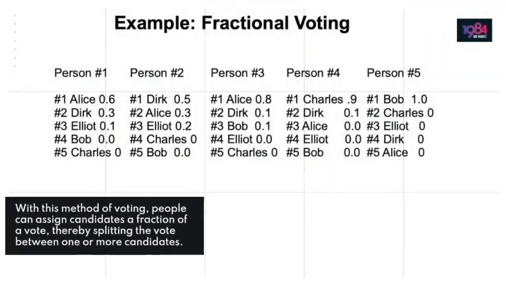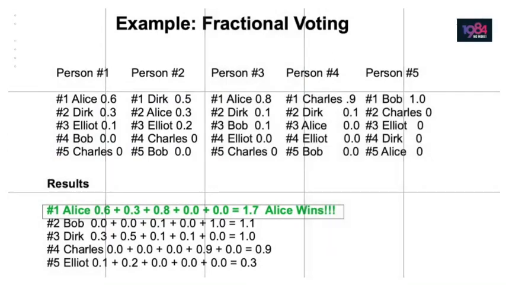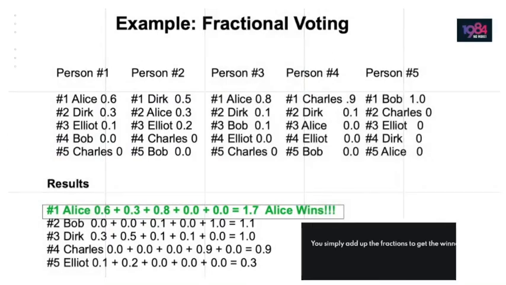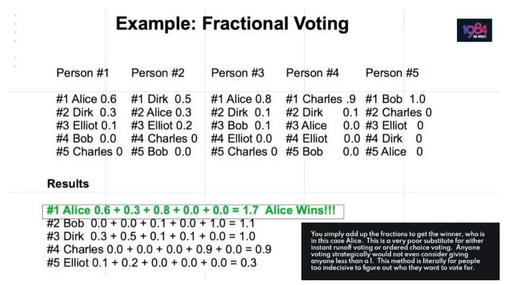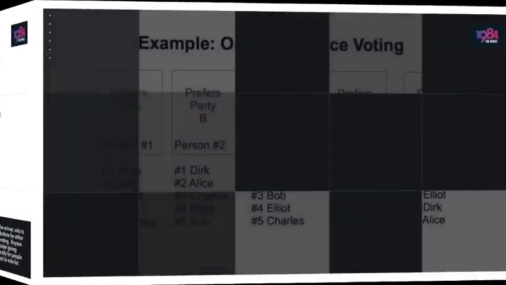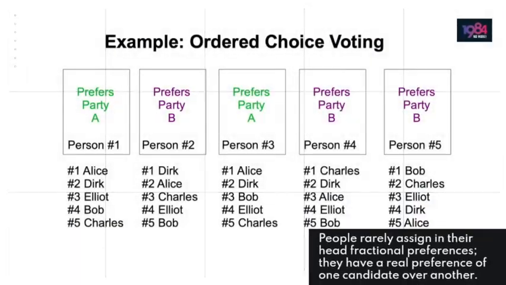With this method of voting, people can assign candidates a fraction of a vote, thereby splitting the vote between one or more candidates. You simply add up the fractions to get the winner, who is in this case Alice. This is a very poor substitute for either instant runoff voting or ordered choice voting. Anyone voting strategically would not even consider giving anyone less than a 1. This method is literally for people too indecisive to figure out who they want to vote for. People rarely assign fractional preferences in their head, they have a real preference of one candidate over another.